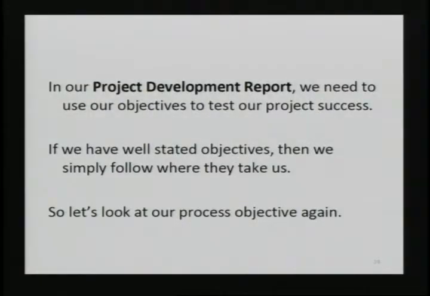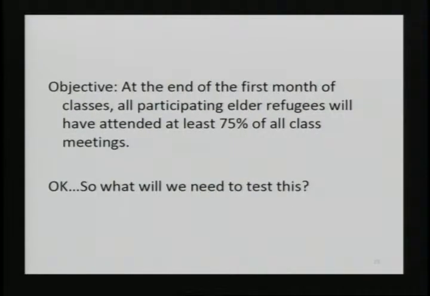So let's look at our process objective again. That objective was as follows. At the end of the first month of classes, all participating elder refugees will have attended at least 75% of all class meetings. Okay, so what will we need to test this? I'm going to leave this slide up for just a couple more seconds so you can look at that. Okay, all right, so we need data to test that objective.